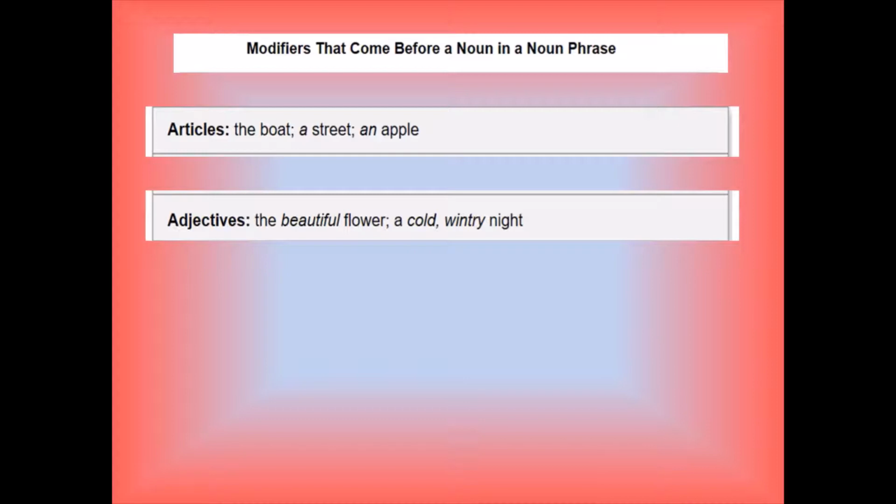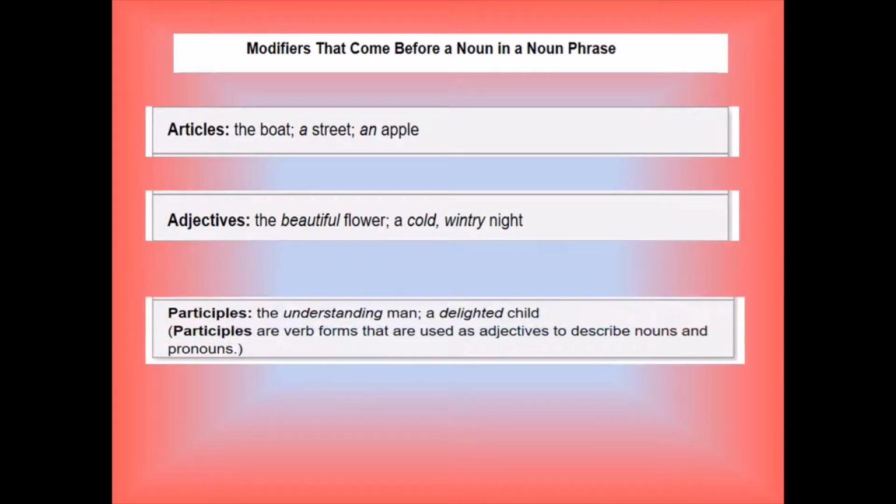And the second phrase is a cold winter night. We do have two adjectives here, which are cold and winter, which appear before the noun night. And the last one is participles.